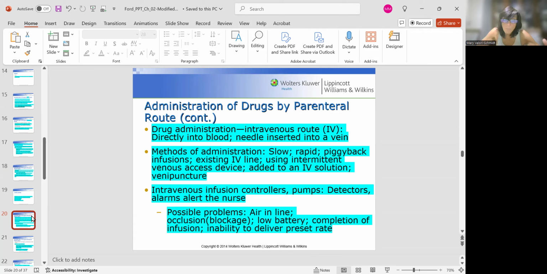There are controllers, pumps, there's gravity. I will tell you this, that you will probably never hang an IV to gravity. Most of the time, you're going to be using a pump of some type because they're more accurate. And a pump will alarm you if something's wrong. What could be wrong? There could be air in the line. There could be an occlusion, a kink, blockage. The battery on the pump could be low. The infusion could be done. Or for whatever reason, the rate that you've put into the pump is just not able to pump effectively. So you have to troubleshoot it.